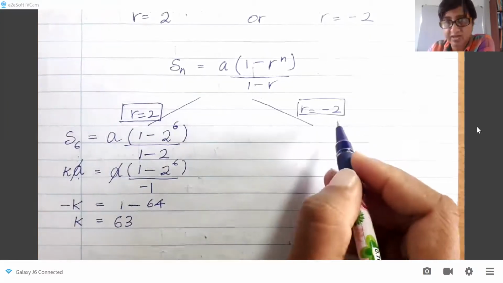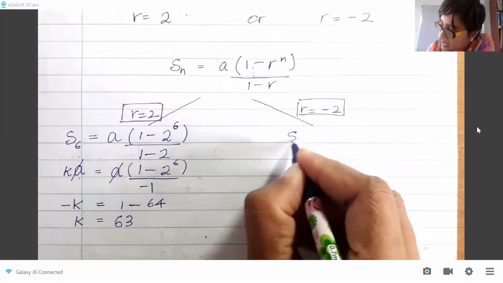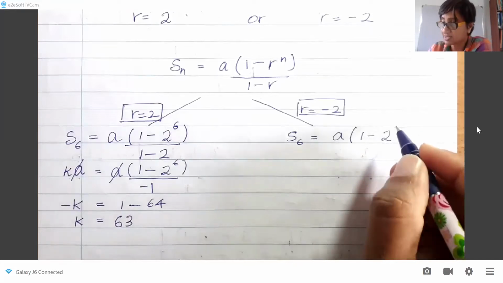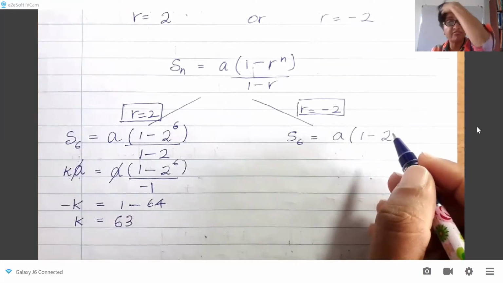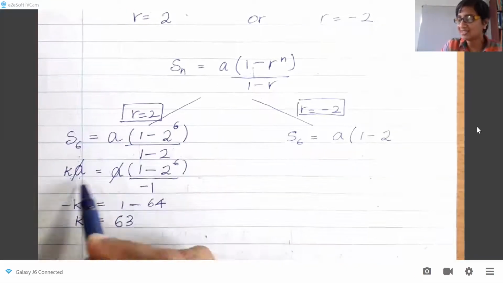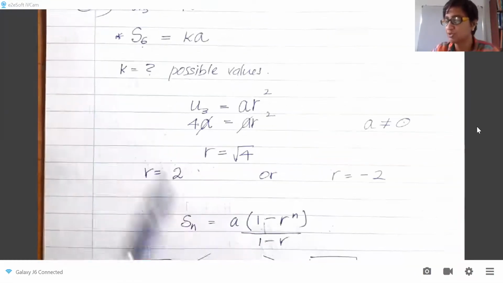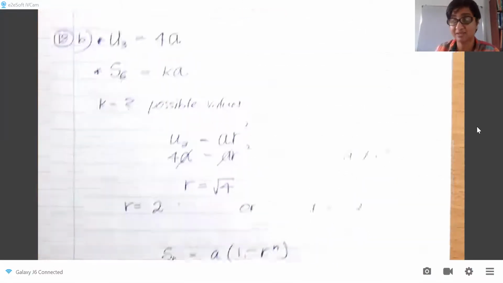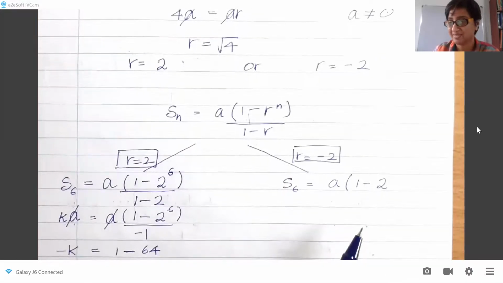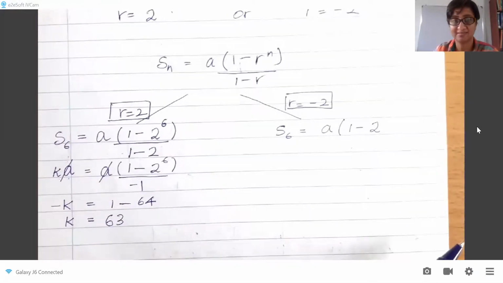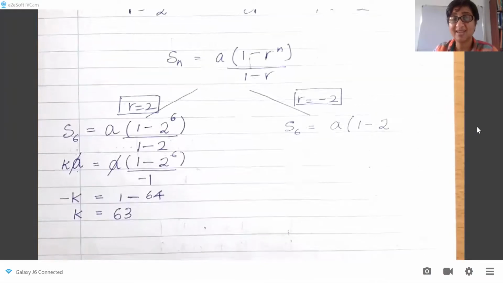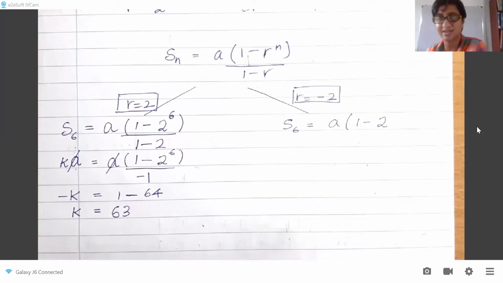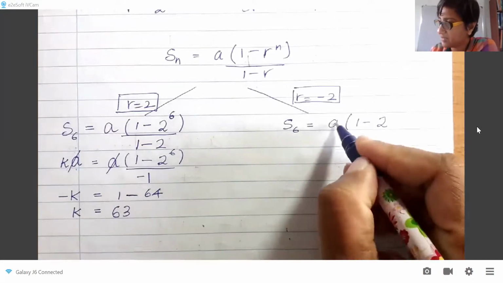Then I do the same thing when R is -2. S6 is A times 1 minus... Now see, we didn't need the value of A. A gets cancelled off because both U3 and S6 are given in terms of A. That is strategically done by them. We didn't have to find A to do any of this. A nicely got cancelled off out of our equations. So that's why I'm keeping A as it is.